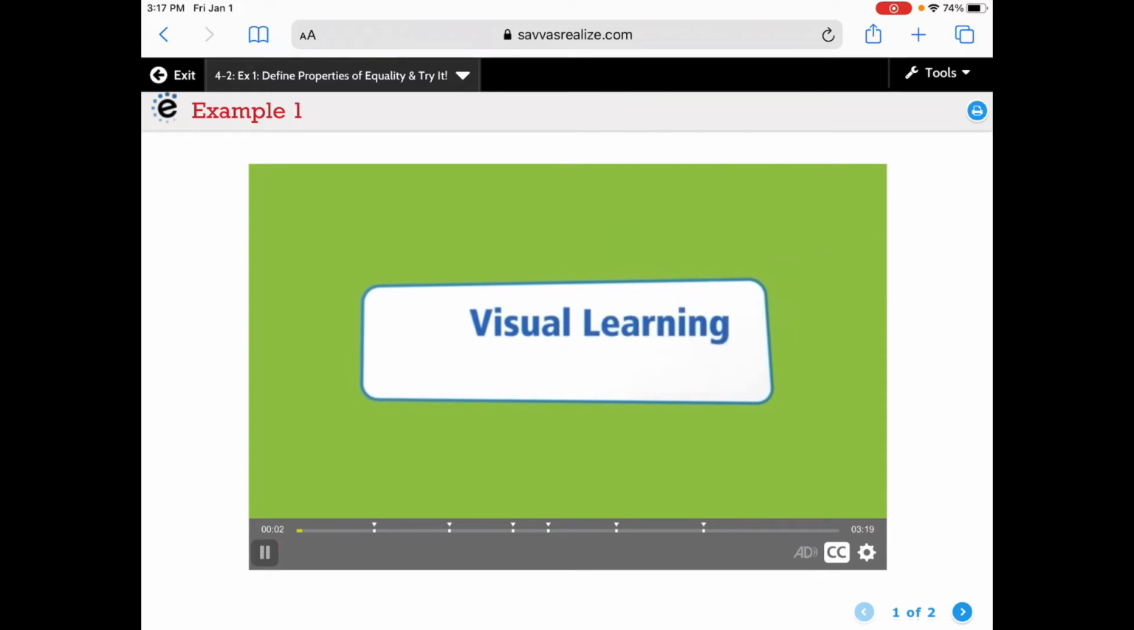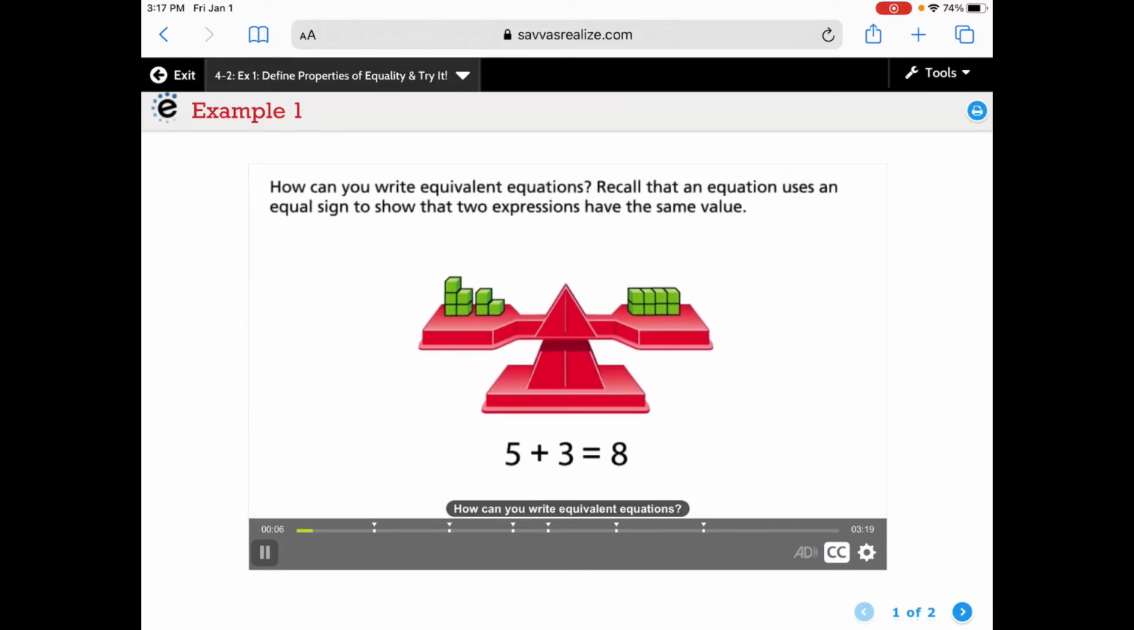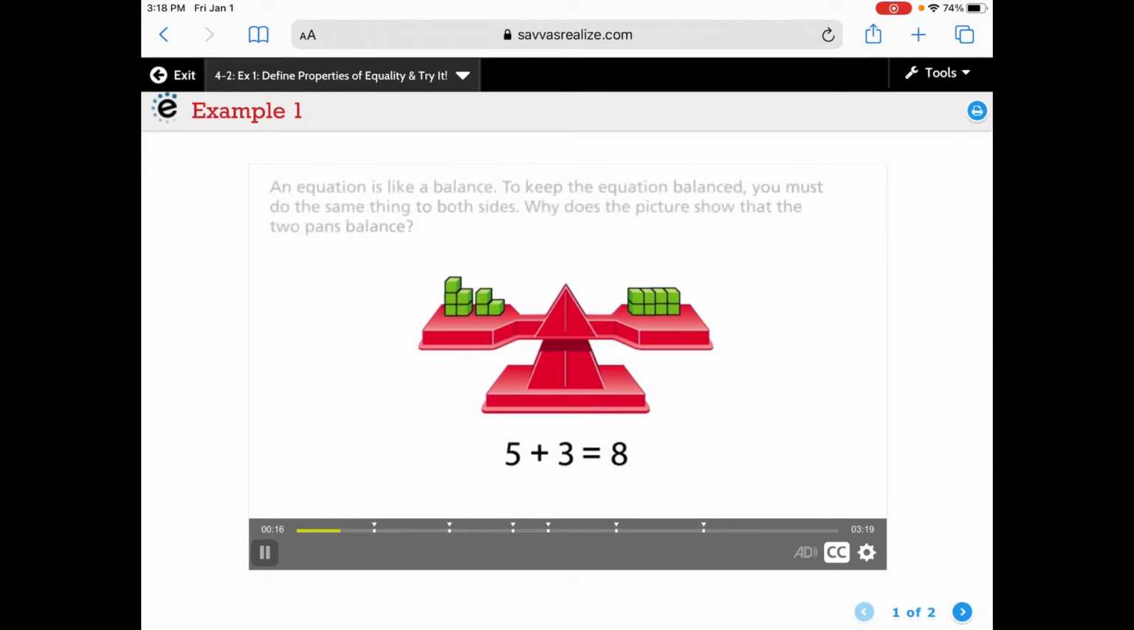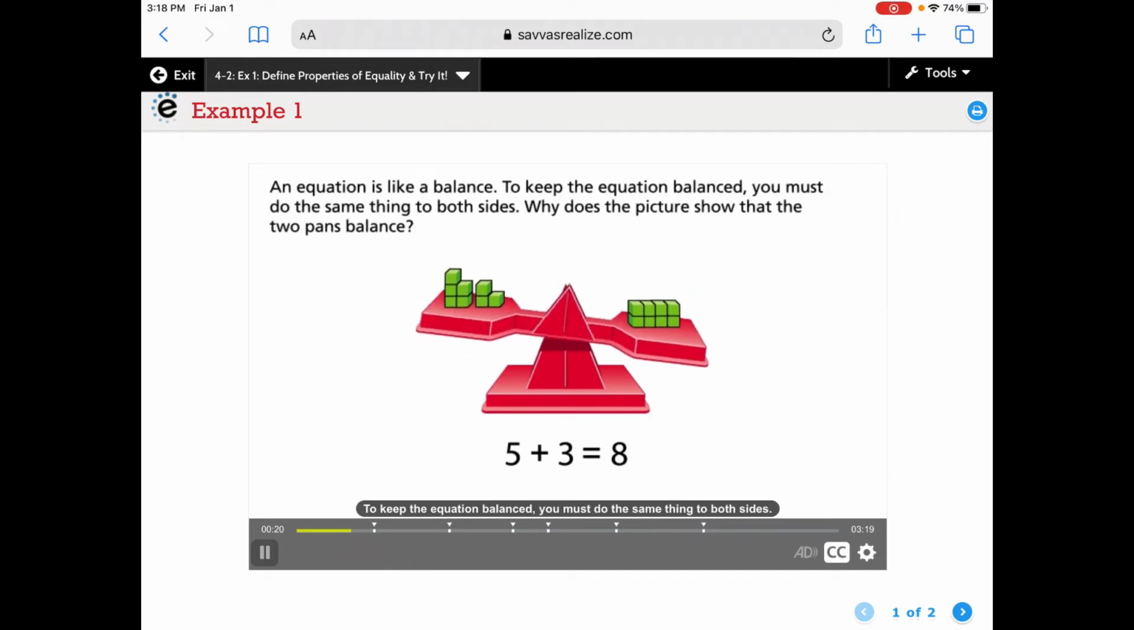All right, everyone, let's turn to page 192 in our book for example 1. How can you write equivalent equations? Recall that an equation uses an equal sign to show that two expressions have the same value. An equation is like a balance. To keep the equation balanced, you must do the same thing to both sides.